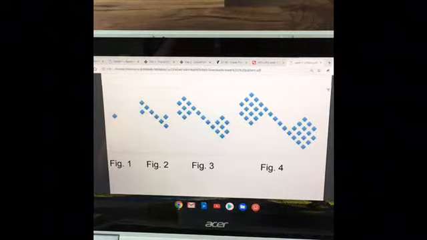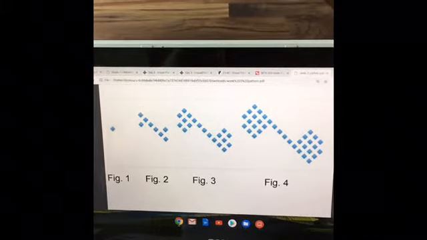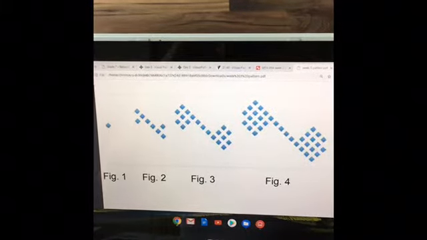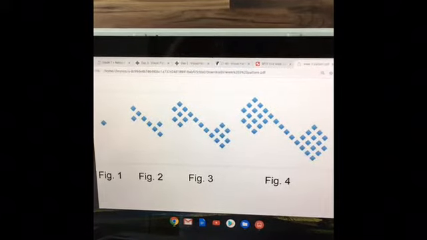Hi everyone, this is the pattern I was dealt this week. It's pattern number 30 on the Visual Patterns website, and here's figures 1, 2, 3, and 4. So you can check those out before we get started.